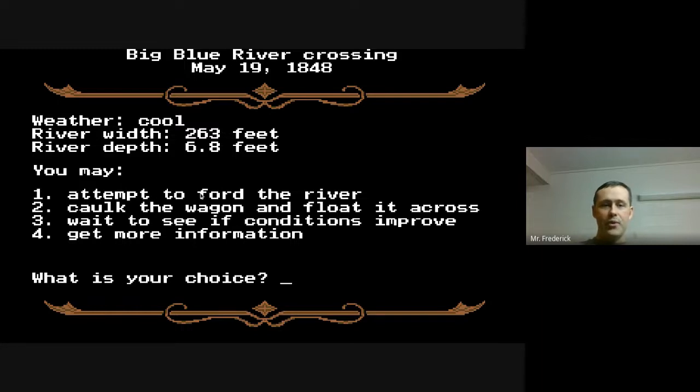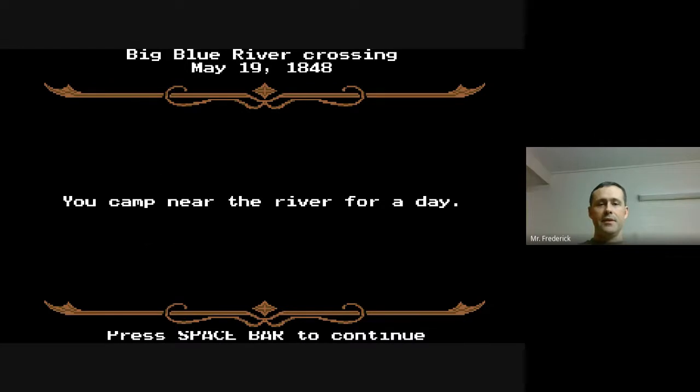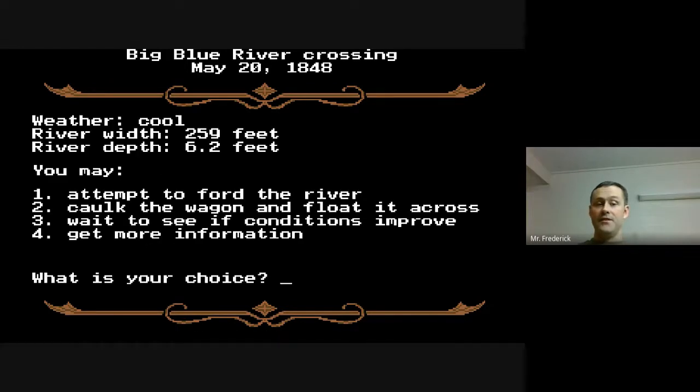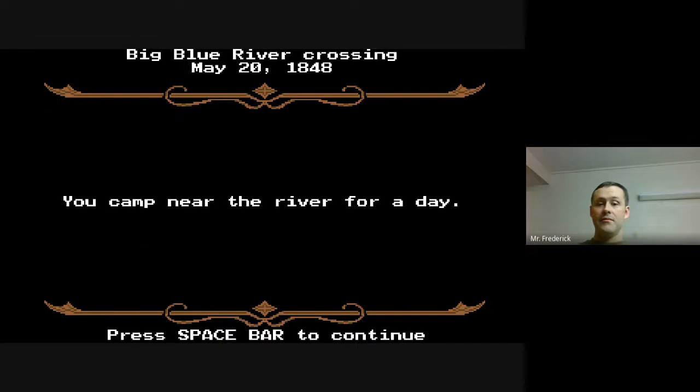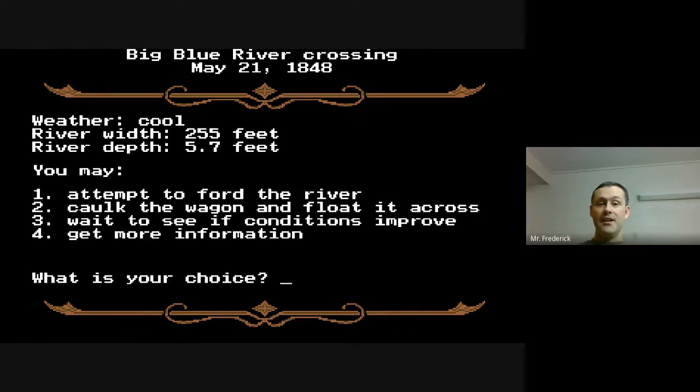So I can either ford the river, walk across, bad idea, someone will die, caulk the wagon and float it across, wait to see if conditions improve, or get more information. I'm going to wait to see if conditions improve. And it helped a little bit. Let's wait to see if conditions improve again. I camp again. Hey, the river's getting lower.